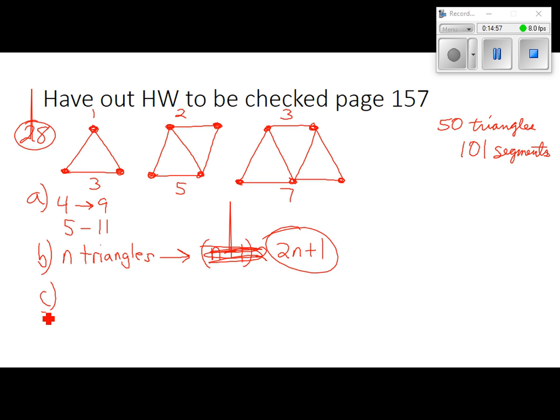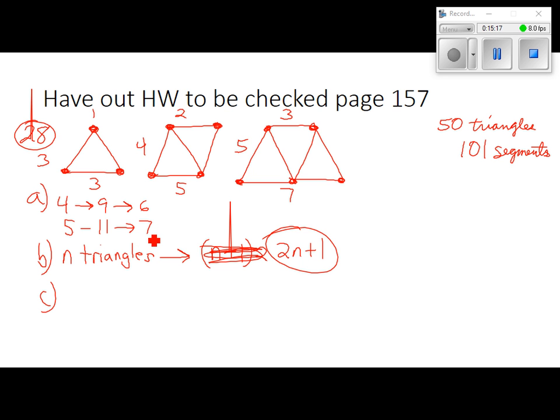So, how many points do we have here? 3, so I'm gonna write that over here to the side. How many points here? 4. How many here? 5. So how many is it gonna be for 4? 6. For 5? 7.